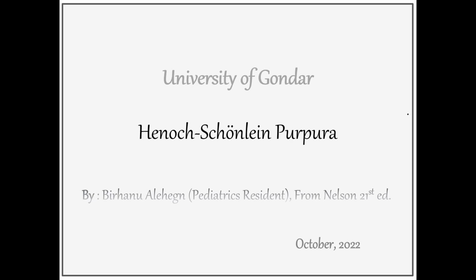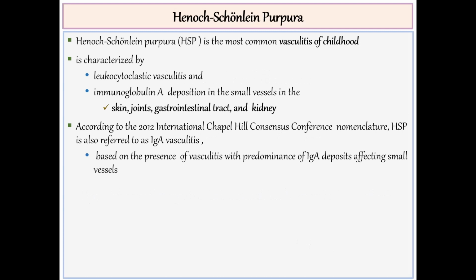Henoch-Schönlein Purpura is the most common vasculitis of childhood. It is characterized by leukocytoclastic vasculitis and immunoglobulin A deposition in the small vessels in the skin, joints, gastrointestinal tract, and kidney. According to the 2012 International Chapel Hill Consensus Conference nomenclature, Henoch-Schönlein Purpura is also referred to as IgA vasculitis, based on the presence of vasculitis with predominance of IgA deposits affecting small vessels.